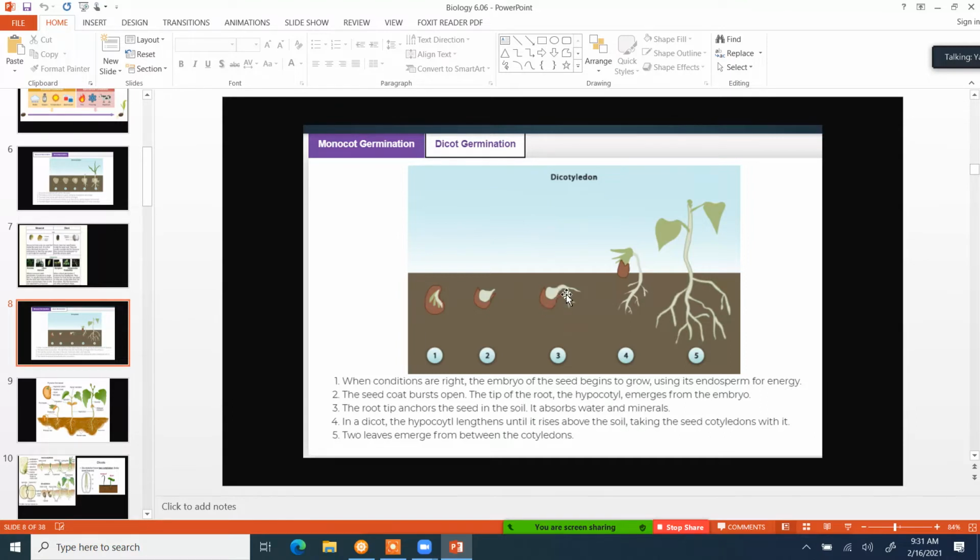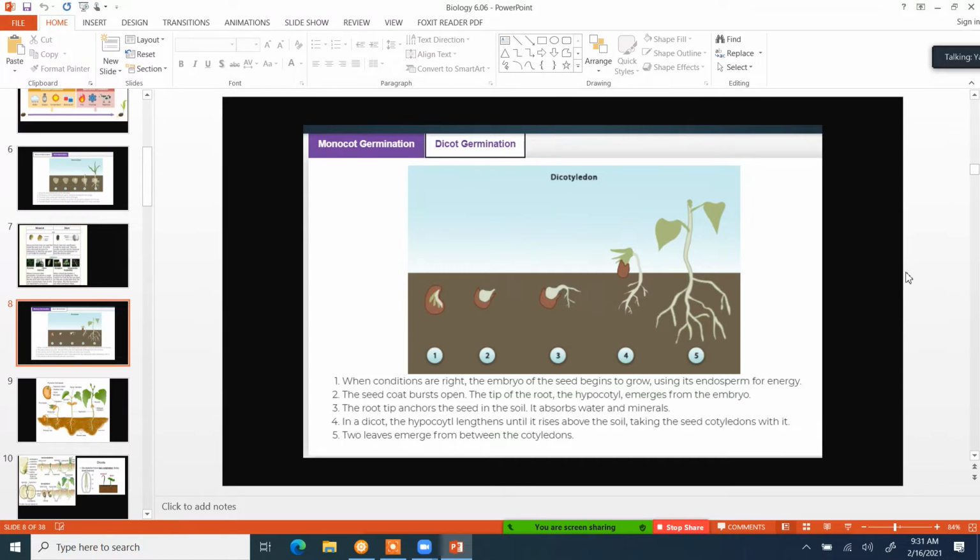In this case, the roots have to anchor the plant well, because as it grows, the seed coat is going to come out. When the leaves come out of the ground, the seed coat is going to come out of the ground as well. It's going to take the seed cotyledons with it, because those are the initial leaves, right? And then you can have two leaves that emerge from the cotyledon, and the seed coat is going to either fall off or something's going to happen to it. So that's the main difference to know.